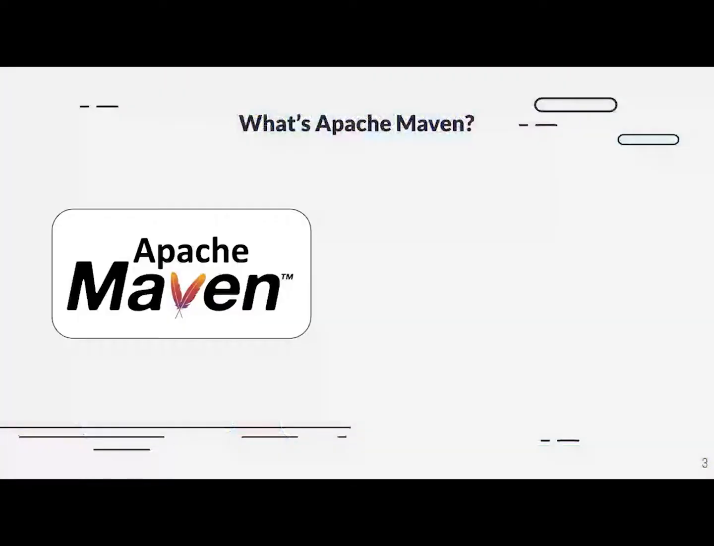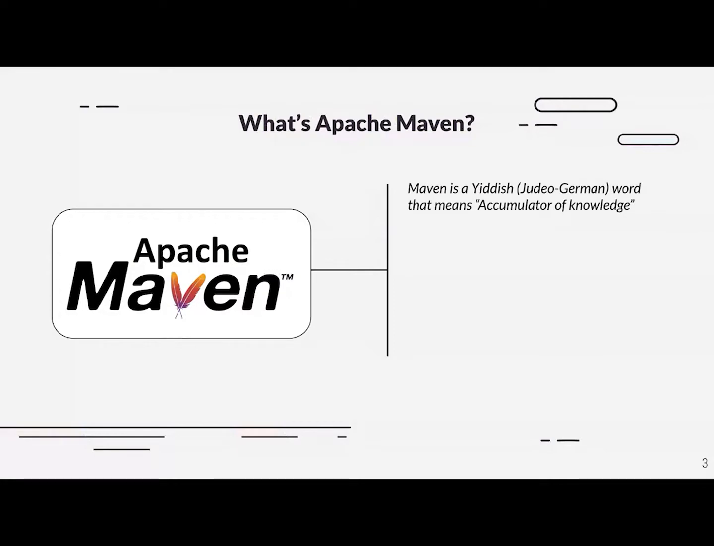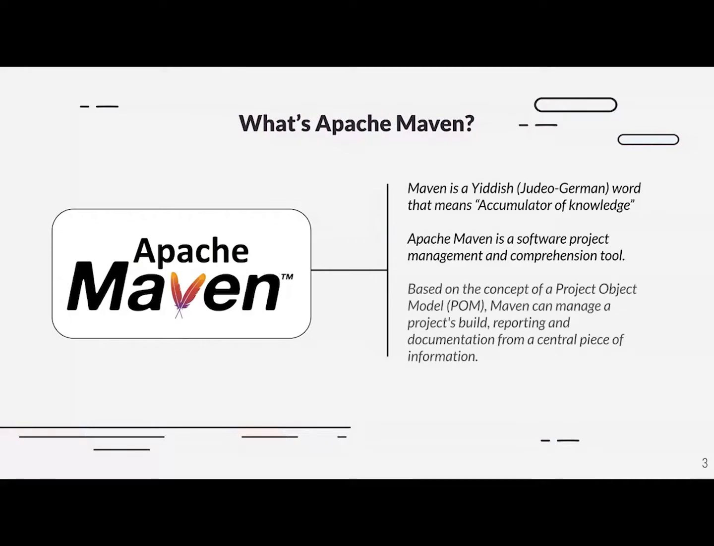So let's start. First, what's Apache Maven? Well, Maven is a Yiddish word that means accumulator of knowledge. Basically, Apache Maven is a software project management and comprehension tool. But what does this mean?